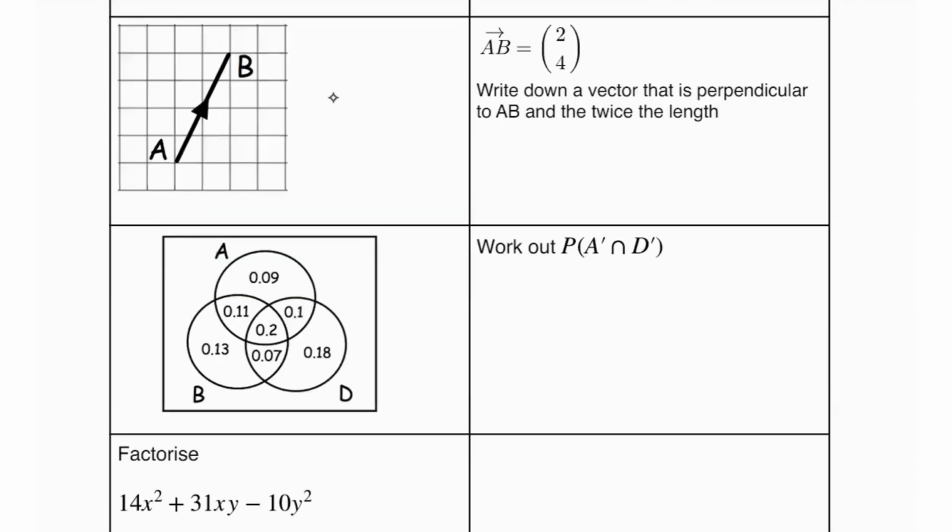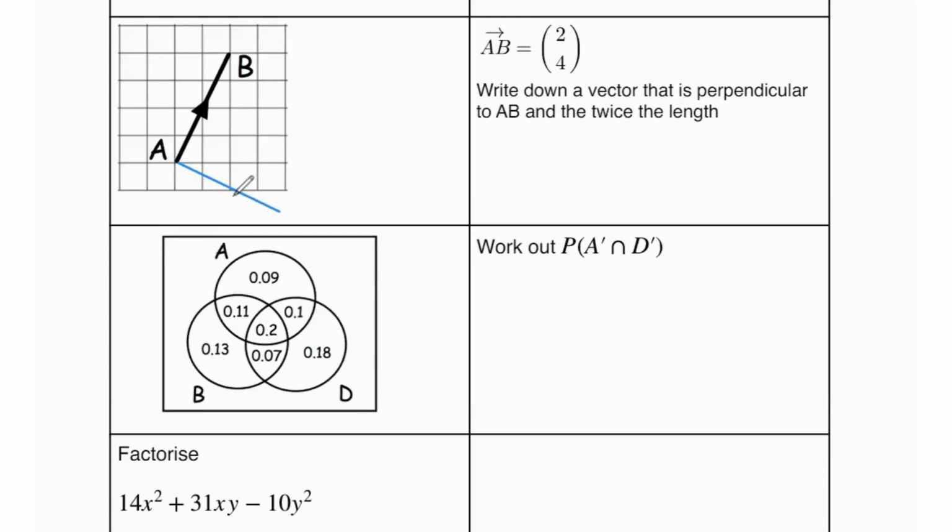In the next question, it says that we have a vector AB, which is (2, 4). We have to write down a vector that is perpendicular to AB and is twice its length. So something perpendicular to AB can be this vector over here like this. If we had all of the boxes, it would have been easy for you to understand.